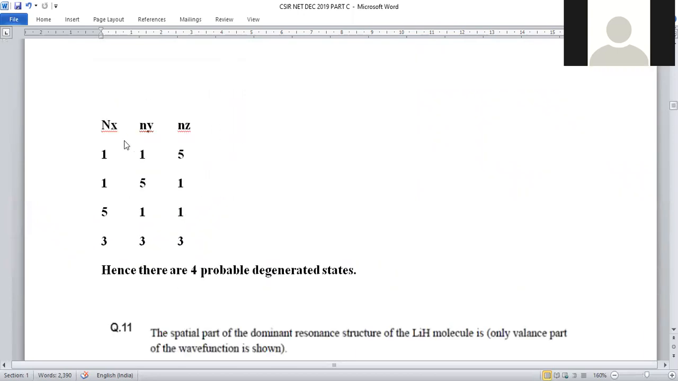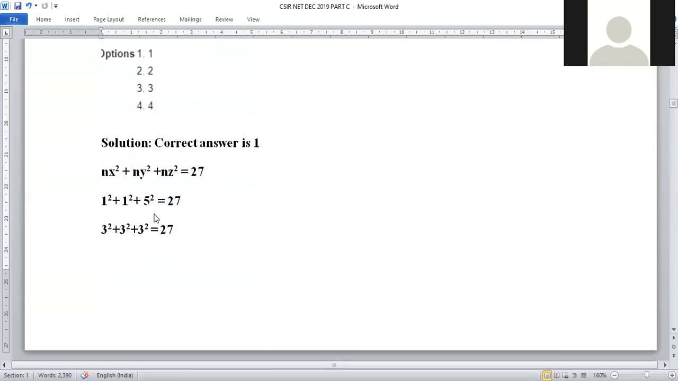Now let us see what are the possibilities. nx, ny, nz were taken. So nx 1, ny 1, nz was taken as 5. Whereas we change the position of these groups: 1, 5, 1. In this case also 27 will be obtained. And 5, 1, 1. This is another kind of probable orientation, right? So these three are possible with the first term.